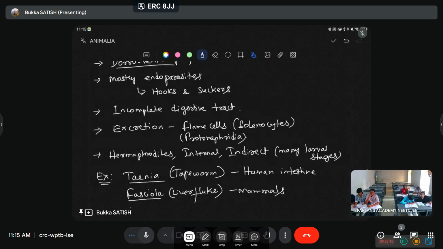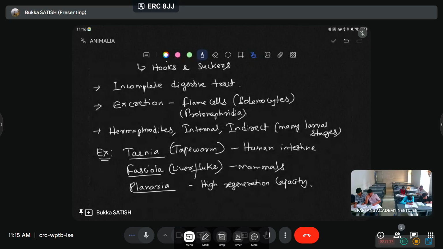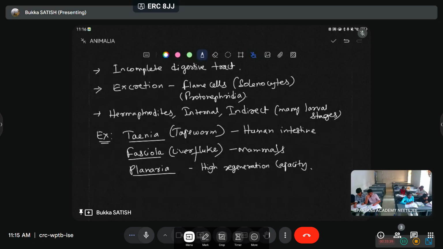Next, Planaria. It is actually a free living form only. It is not a parasite. It has high regeneration capacity. This is the unique feature of this particular animal, Planaria: high regeneration capacity.